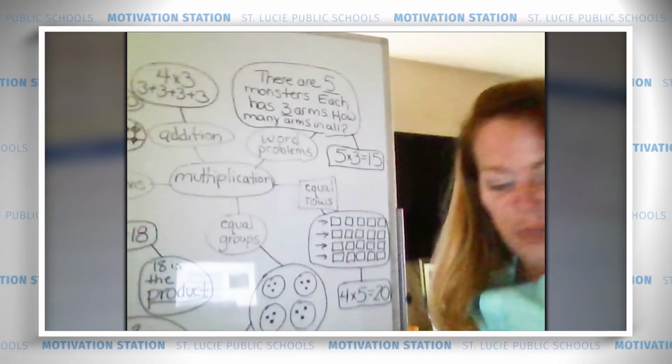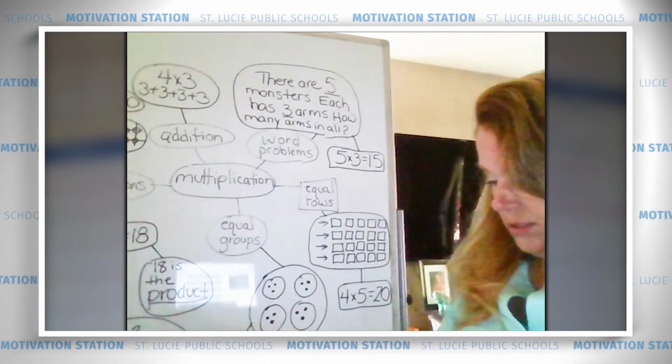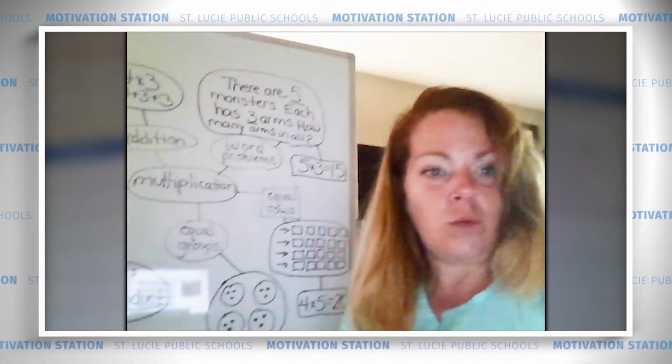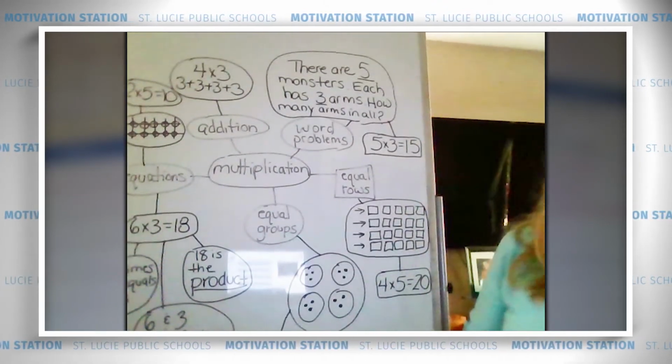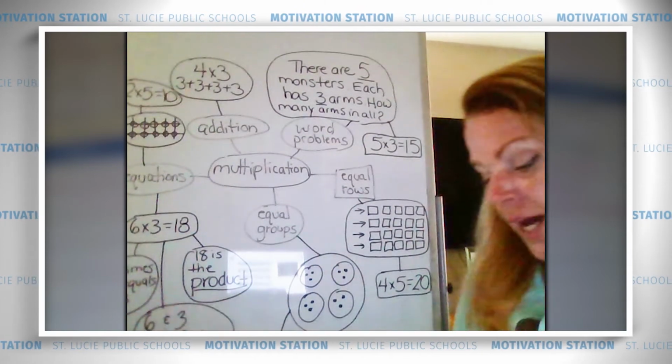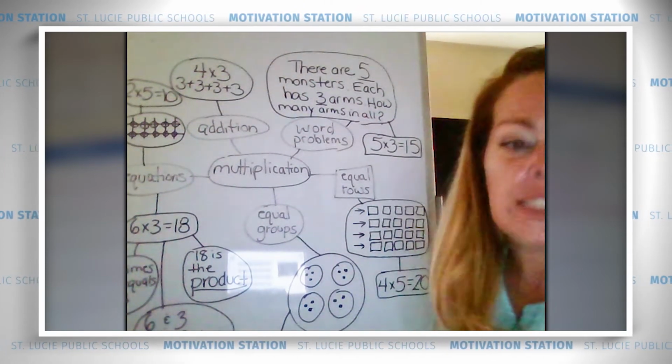Look at that multiplication web. We've done a lot of work in just under 3 weeks. Holy cow, it's a lot of work. Okay, awesome. Okay, so at the bottom it says, explain your ideas about multiplication in complete sentences.